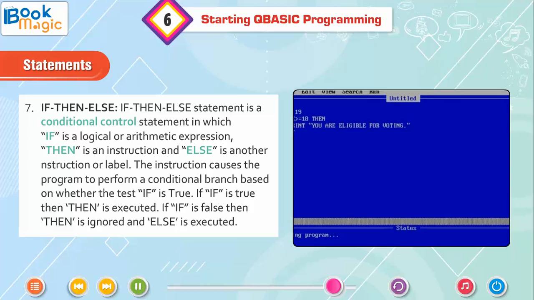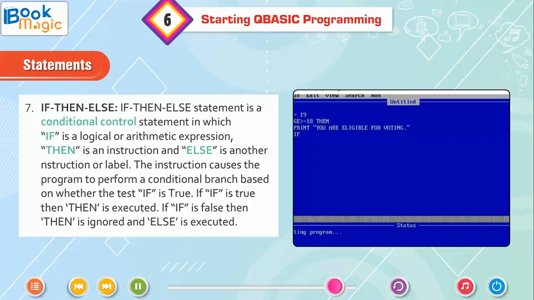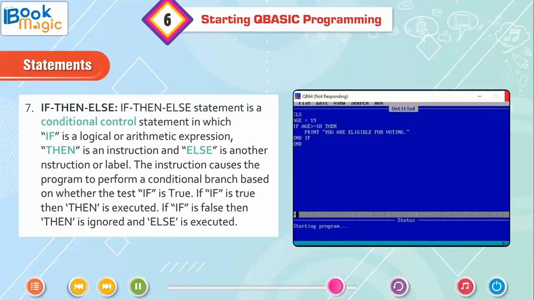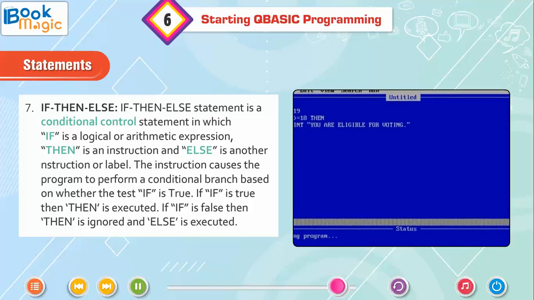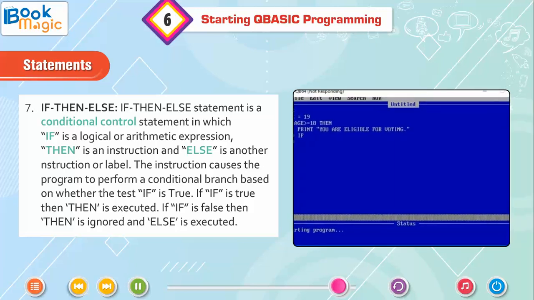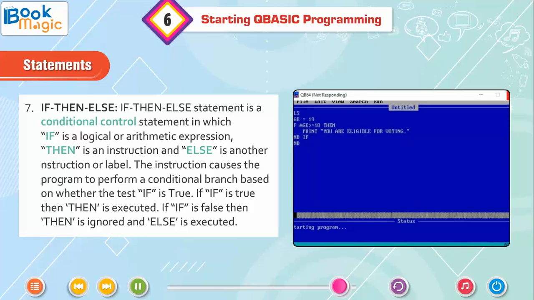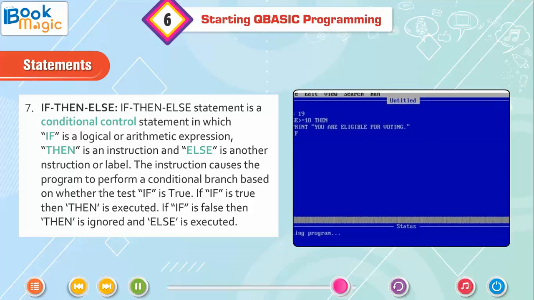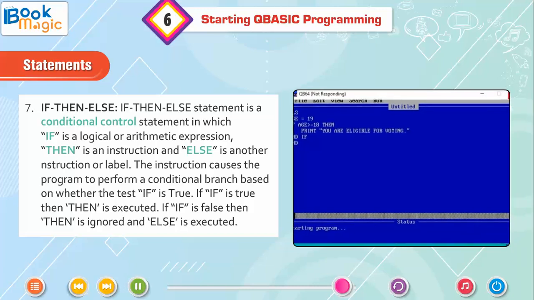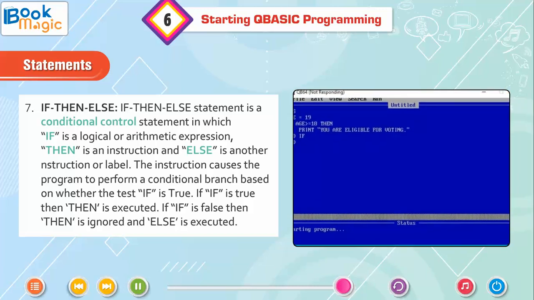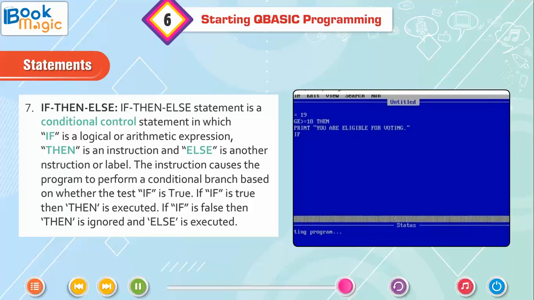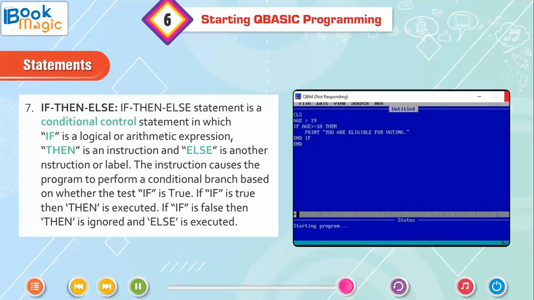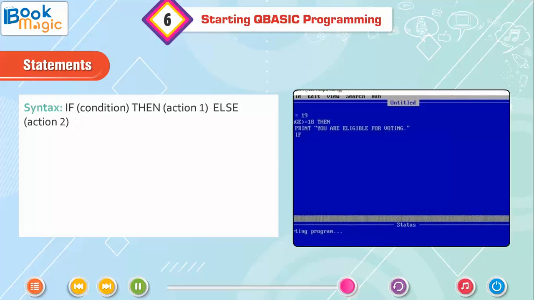7. IF, THEN, ELSE. The IF, THEN, ELSE statement is a conditional control statement in which IF is a logical or arithmetic expression, THEN is an instruction, and ELSE is another instruction or label. The instruction causes the program to perform a conditional branch based on whether the test IF is true. If IF is true, THEN is executed. If IF is false, THEN is ignored and ELSE is executed. Syntax.